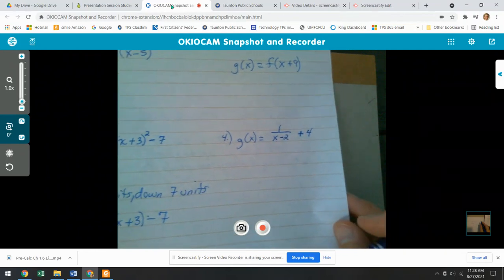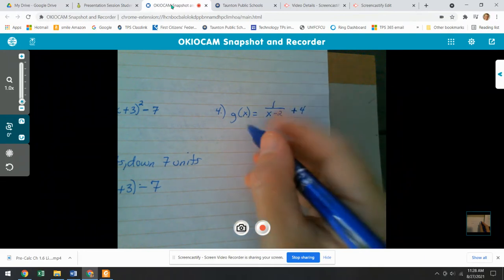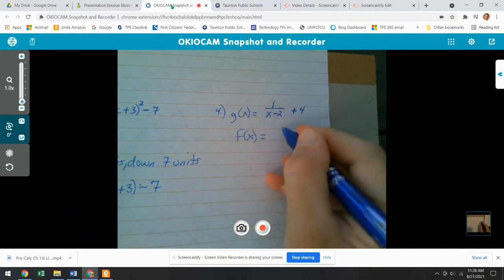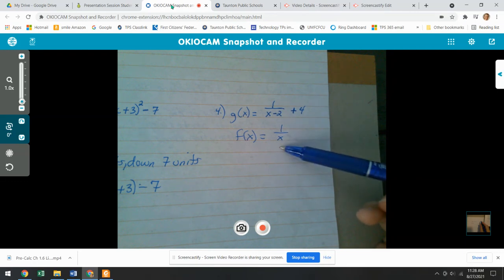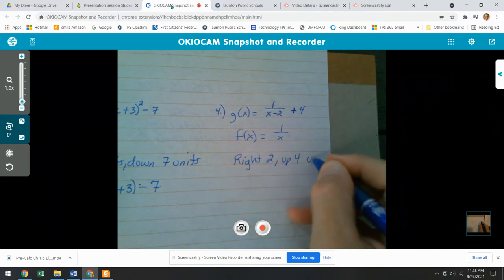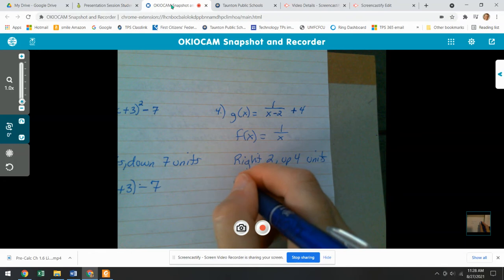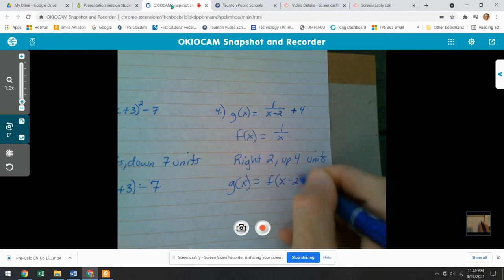Let's do number 4. Okay, for this one here, we have a rational function. So the parent function, you could also call it a reciprocal, is this guy. So we have two shifts happening. Again, the minus 2 is happening directly to the independent variable, so that means it's going right 2. The plus 4 is happening afterwards, so it's moving up 4. So the shift is right 2, up 4. And again, we could write this as f of x minus 2 plus 4.